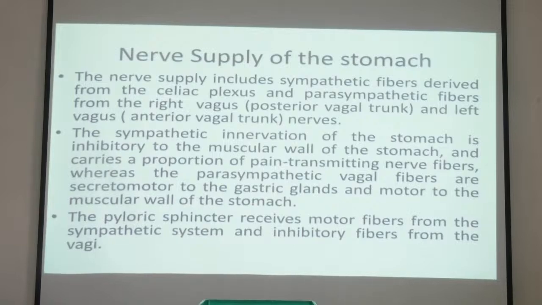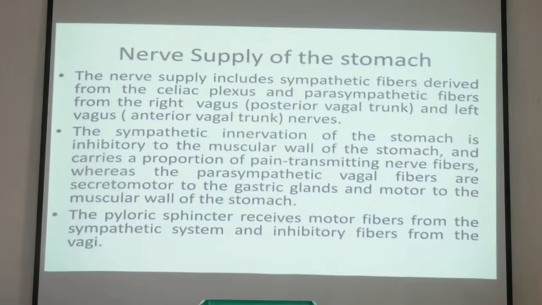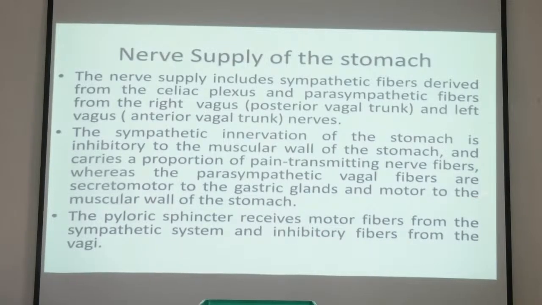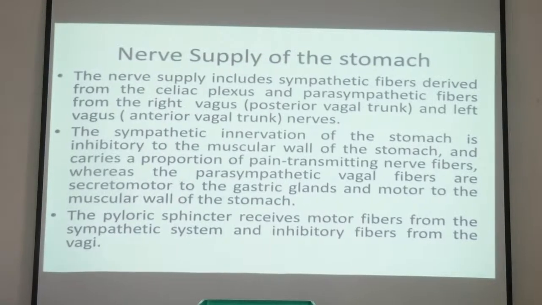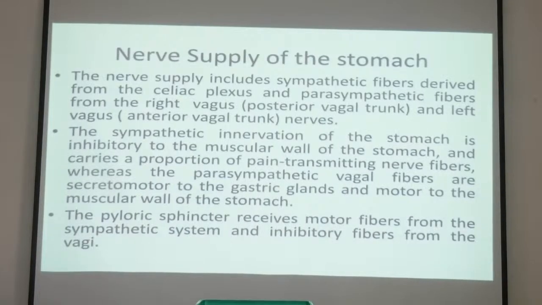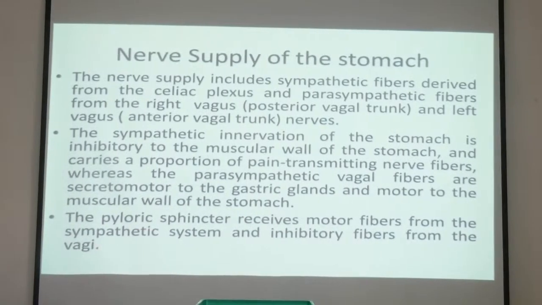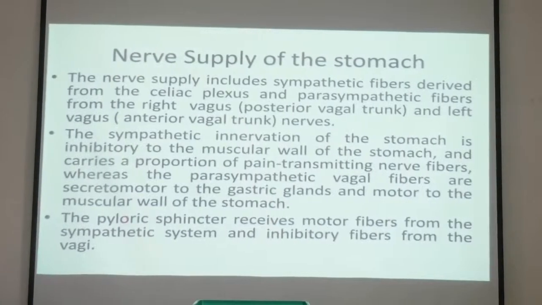and motor to the muscular wall of the stomach. These functions are important: which function sympathetic has, which function parasympathetic has. Pyloric sphincter receives motor fibers from the sympathetic system and inhibitory fibers from the vagi. Inhibitory fibers means parasympathetic fibers. Vagi means parasympathetic fibers. So the sympathetic system closes the sphincter. Parasympathetic fiber opens the sphincter. Okay, understood?